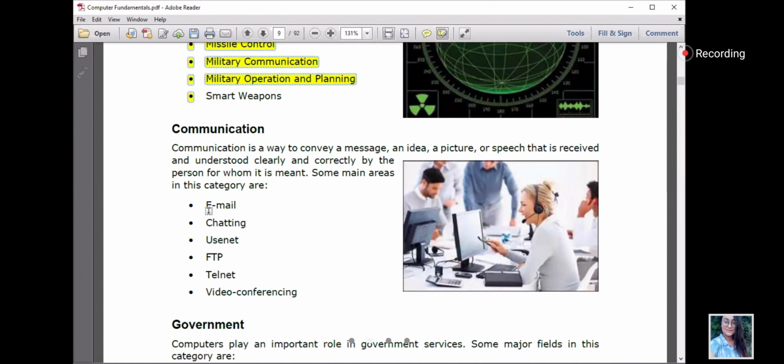Now, next thing is communication. In communications, there are things like email, chatting, Usenet, FTP, Telnet, video conferencing. So FTP, what is actually FTP? FTP means file transfer protocol.